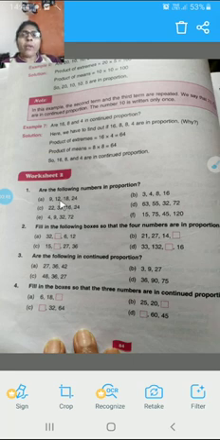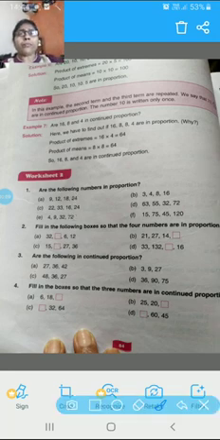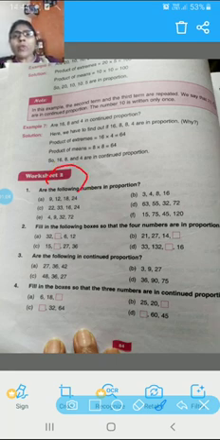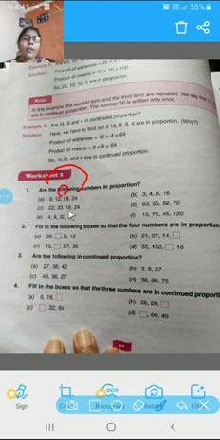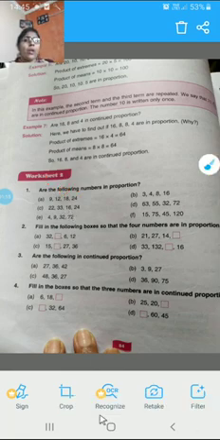If the product of the means is equal to the product of the extremes, for example if we multiply 9 and 24, and multiply 12 and 18, and we are getting the same, then we can say the numbers are in proportion. Okay, so see how.